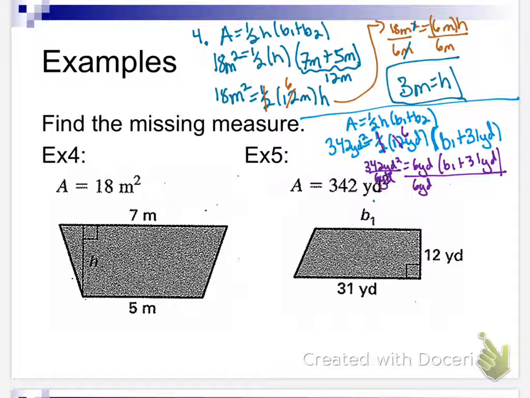So 342 divided by 6 gives me 57. So I have 57 equals B1 plus, I should put yards, B1 plus 31 yards. And then now you just have a subtraction problem. Subtract over 31 yards, and you're left with 26 yards for base 1.